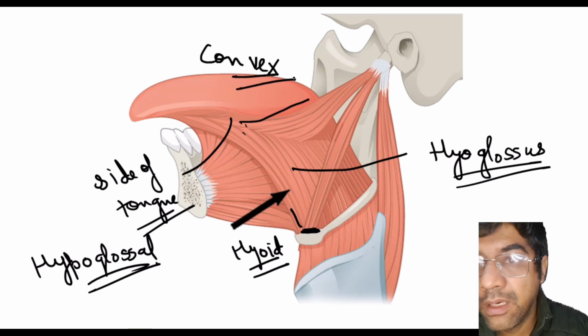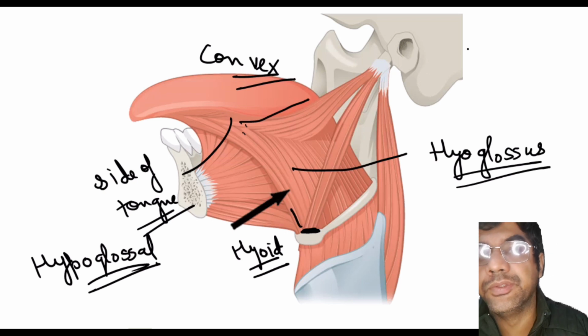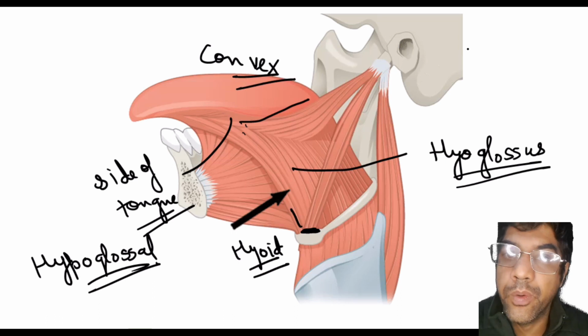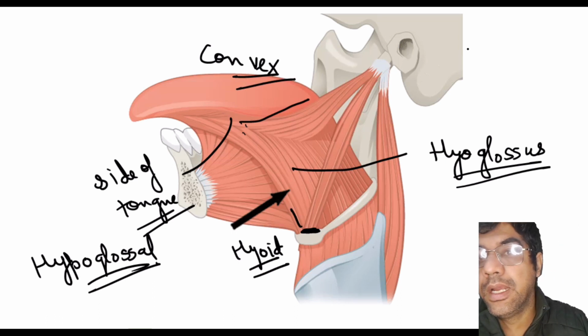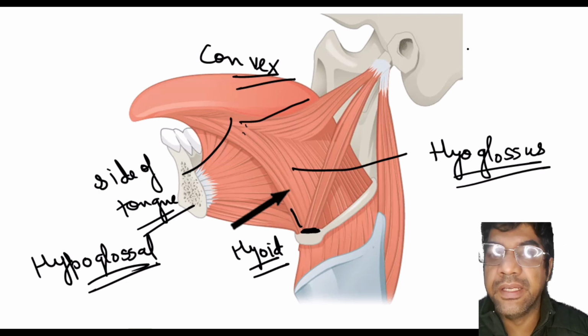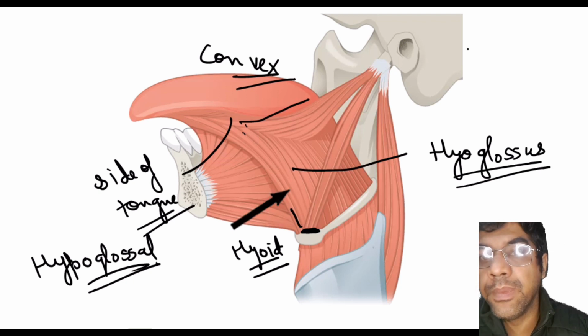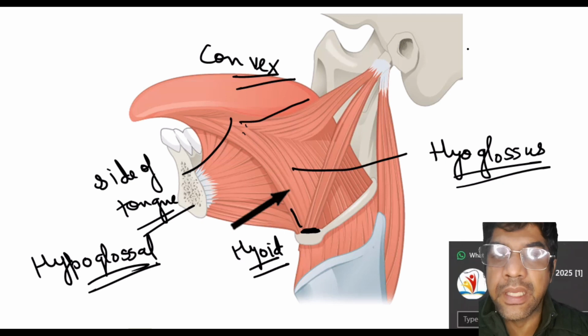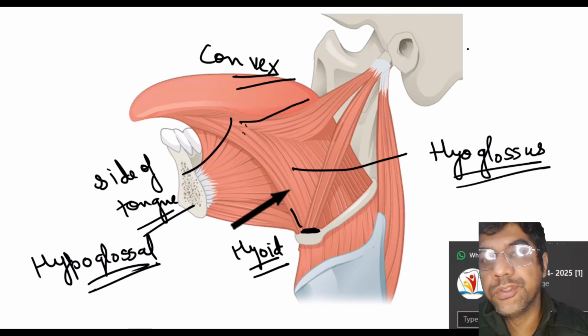So in simpler words, the mylohyoid helps in swallowing and jaw movement. The geniohyoid supports raising the hyoid bone, and the hyoglossus helps in various tongue movements. Together they play a role in essential functions like swallowing and speech.